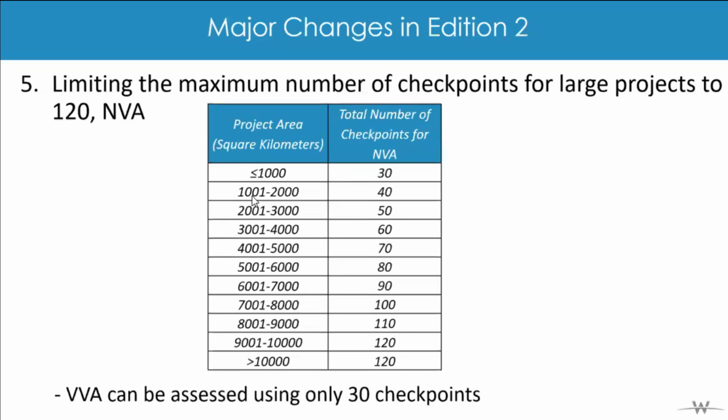So we stopped at, if the project reaches 10,000 square kilometers, you stop at 120, and if the project gets bigger, you stay with 120. The reasoning we adopted 120 is that it is 4 times the requirement of the central limit theorem, which says minimum 30. We thought if the project has 4 times, that's good enough to give you a reasonable conclusion on the accuracy.